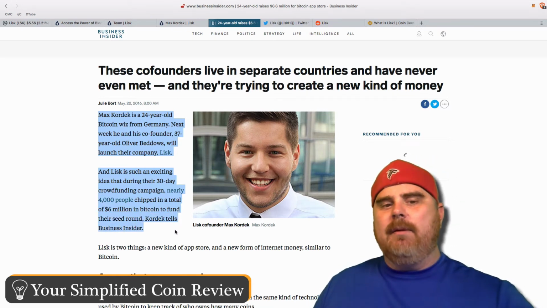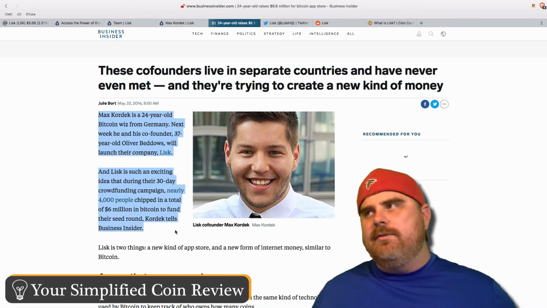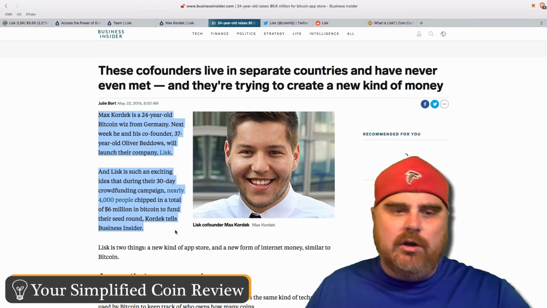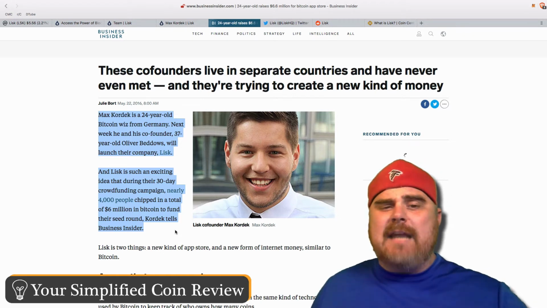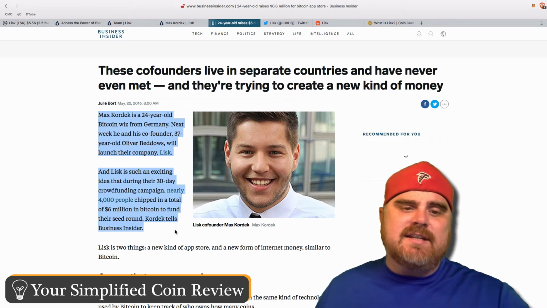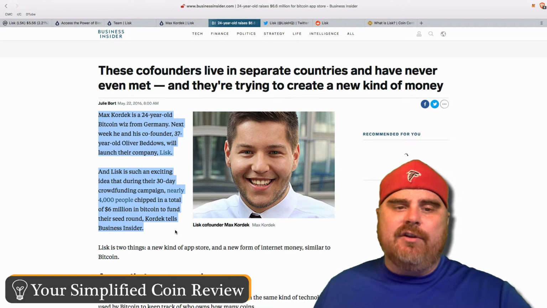And this is a little bit about the ICO, if you will, for Lisk. And Lisk is such an exciting idea that during the 30-day crowdfunding campaign, nearly 4,000 people chipped in a total of $6 million in Bitcoin to fund their seed round.